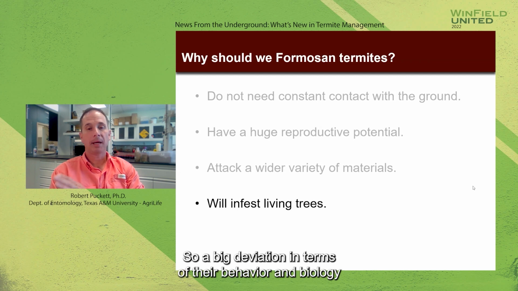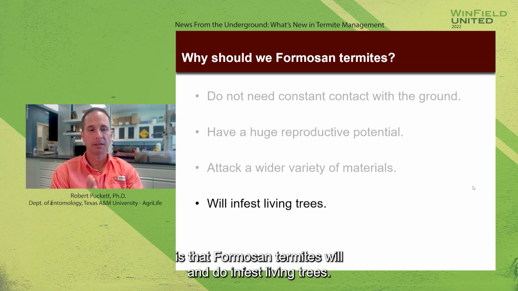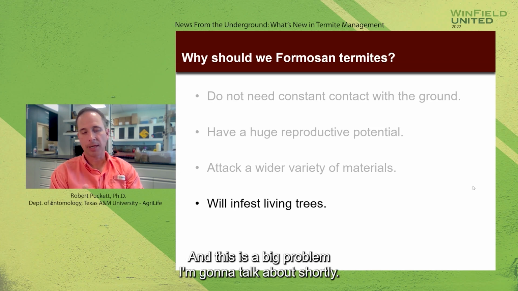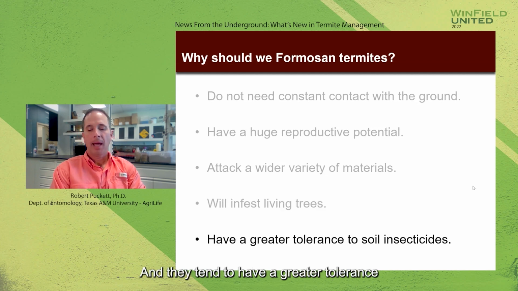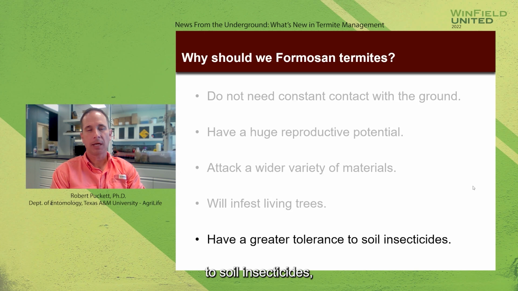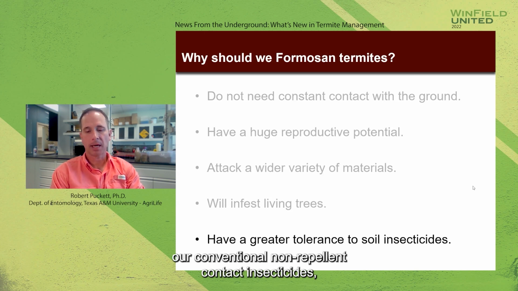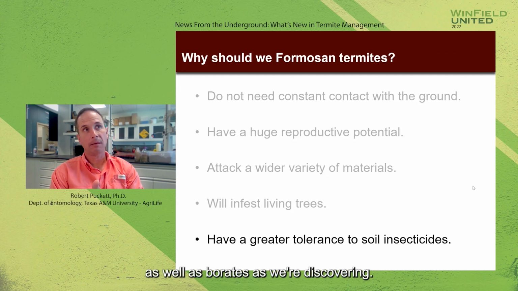A big deviation in terms of their behavior and biology from our native subterranean termites is that Formosan termites will and do infest living trees. This is a big problem that I'm going to talk about shortly. And they tend to have a greater tolerance to soil insecticides, our conventional non-repellent contact insecticides, as well as borates, as we're discovering.